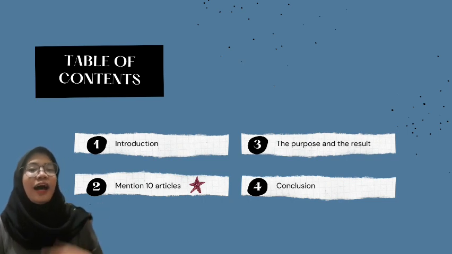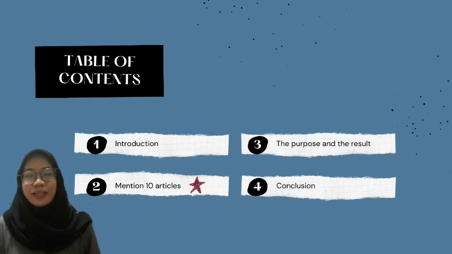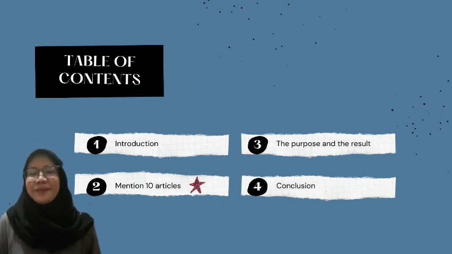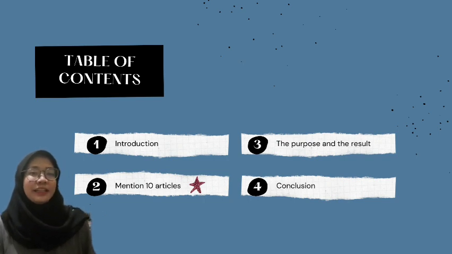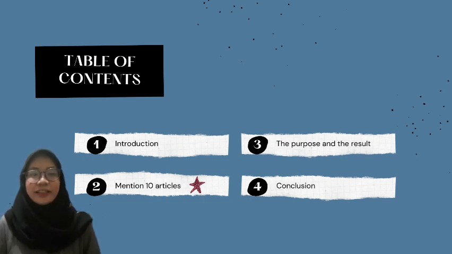In this video, I want to summarize some articles that I have been reading. So let's begin. This is the table of contents. Number 1, introduction. Number 2, mention 10 articles. Number 3, the purpose and the result of the articles. Number 4 is the conclusion.